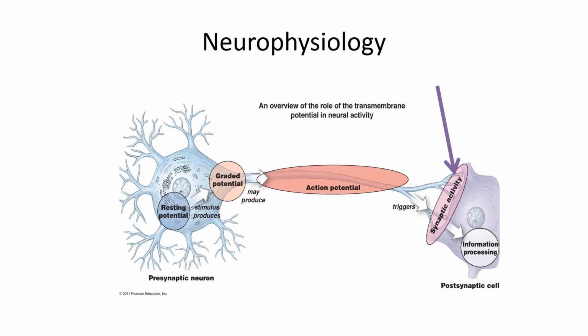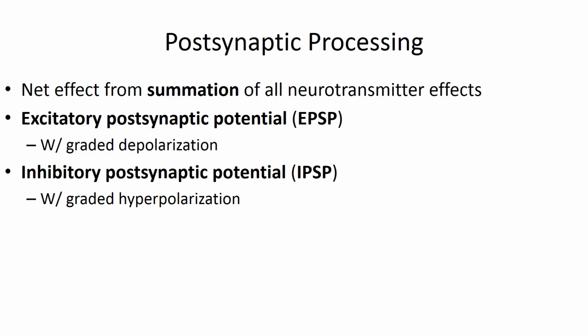So we have gone through some of the steps of the neurophysiology shown here, where we have examined the resting potential, what the stimulus can produce in a neuron on the soma or cell body in the form of graded potentials, which may sum to produce an action potential. And then there are the transmission effects in the postsynaptic cell, where the information is processed via the neurotransmitter traveling across the synaptic cleft. So let's look at some of that postsynaptic processing.